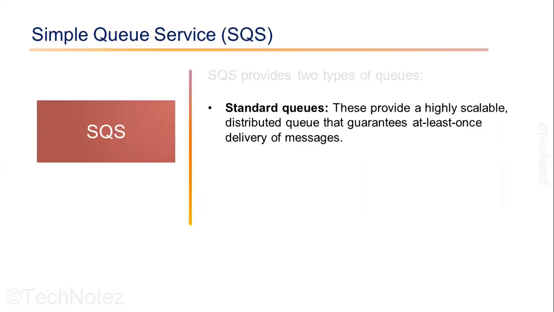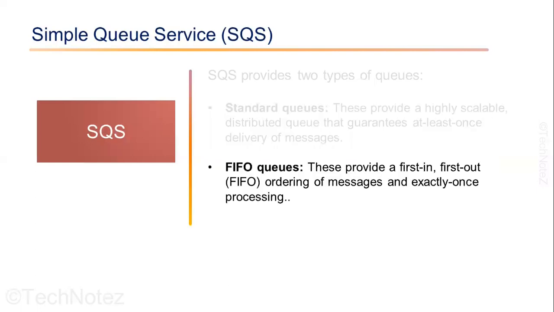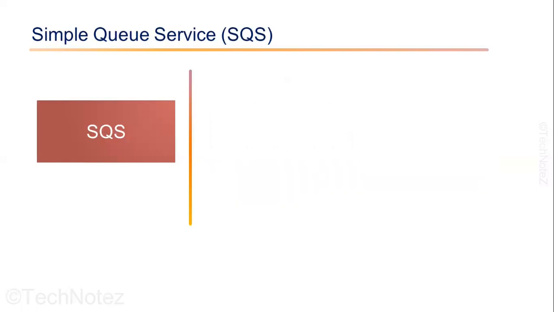Standard queue. These provide a highly scalable distributed queue that guarantees at least once delivery of a message. They can be used to decouple the components of an application or to handle high volume of messages. FIFO queue. This provides first in, first out ordering of messages and exactly once processing. They can be used in scenarios where ordering and deduplication of messages are critical. Amazon SQS is a fully managed message queue service that enables the decoupling and scalability of distributed applications.